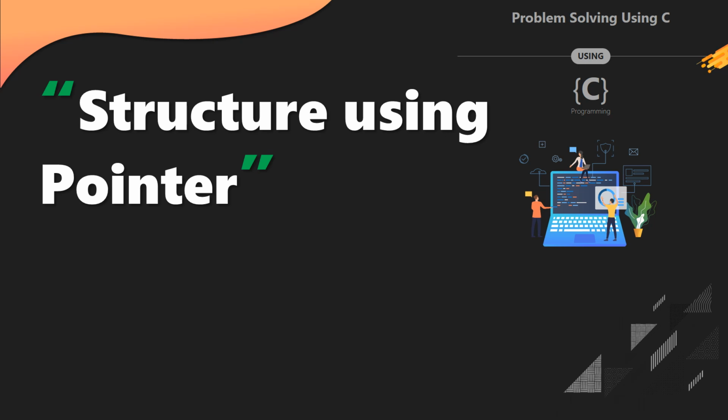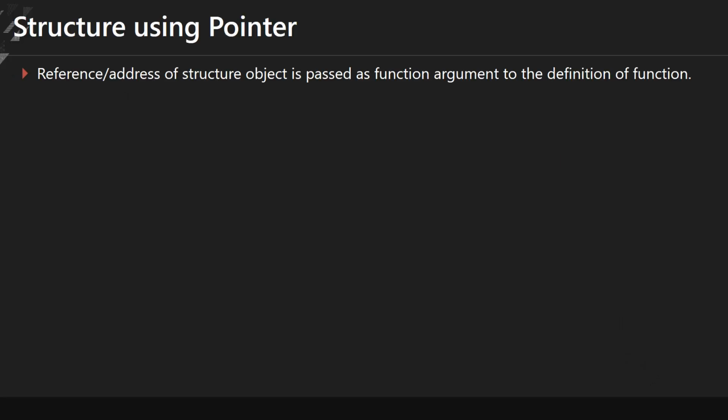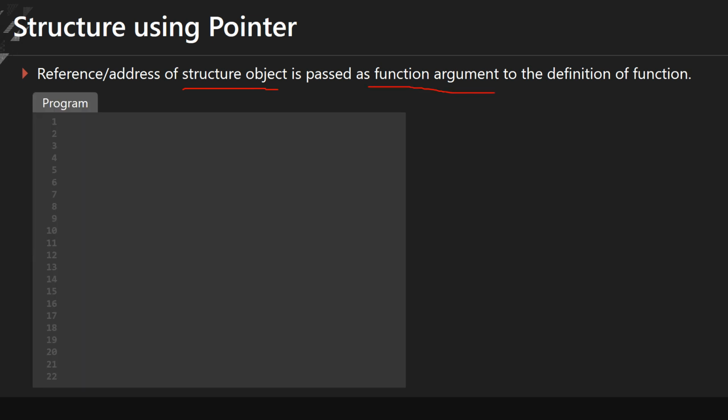In this video, we are discussing structure using pointer. It is an important topic in any programming language: how to use the pointer while using the structure. A pointer to a structure holds the reference or address of a structure object. The structure object is passed as a function argument to the definition of a function. Let us see how to use that.